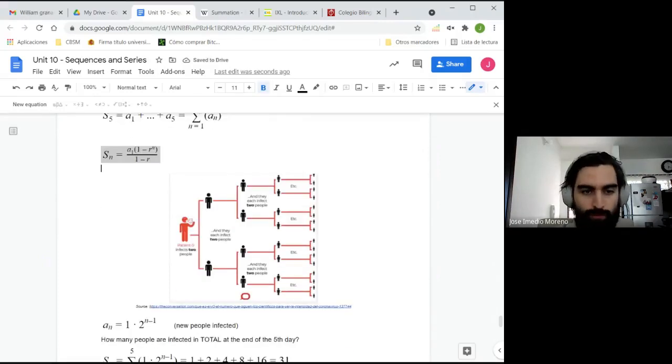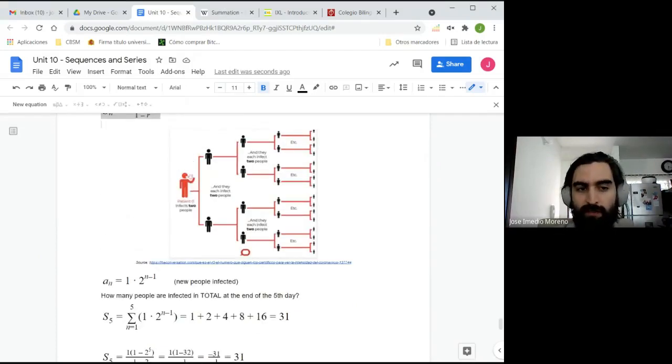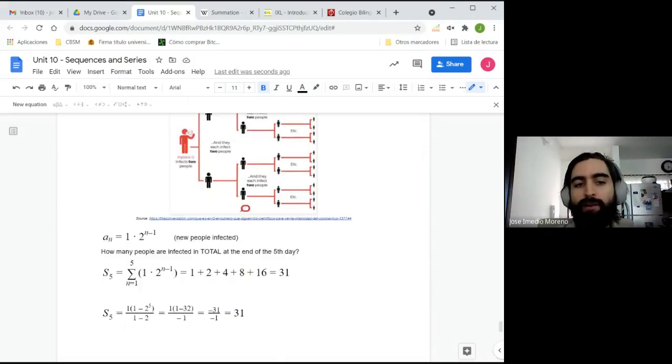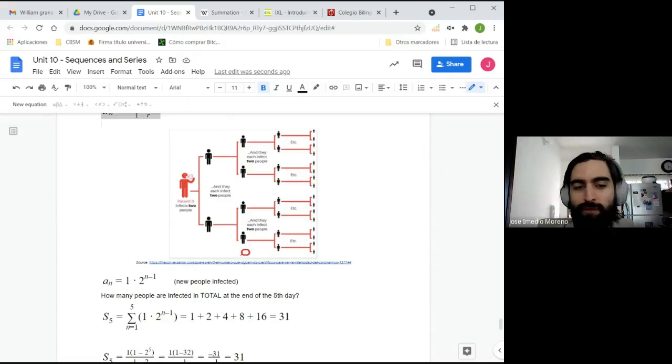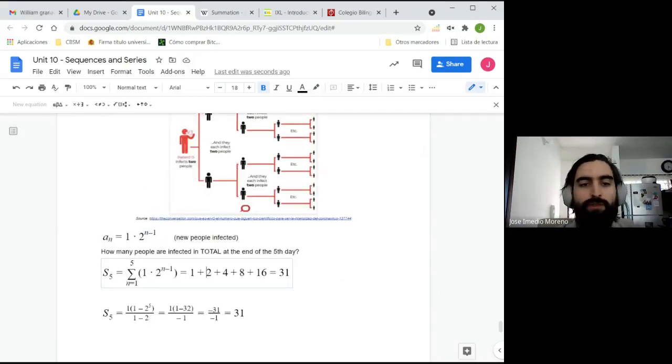Okay, so here, as we were explaining before, this pattern is described by this 1 times 2 raised to the power of n minus 1 new people infected. How many people are infected in total at the end of the 5th day? Okay, then I can compute S sub 5, which is the addition of the first 5 terms of the sequence. So I just take the first 5 terms, 1 plus 2 plus 4 plus 8 plus 16, and it gives me 31.